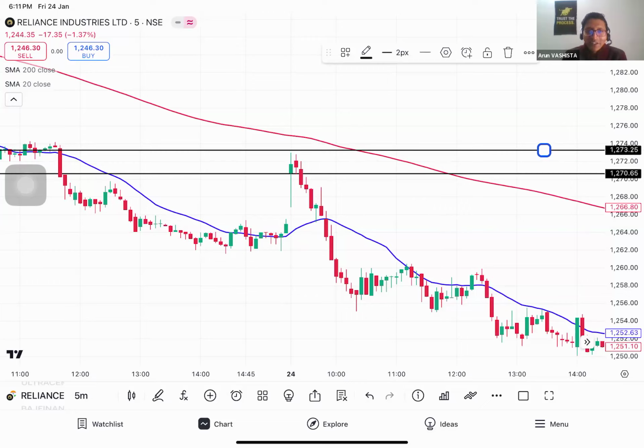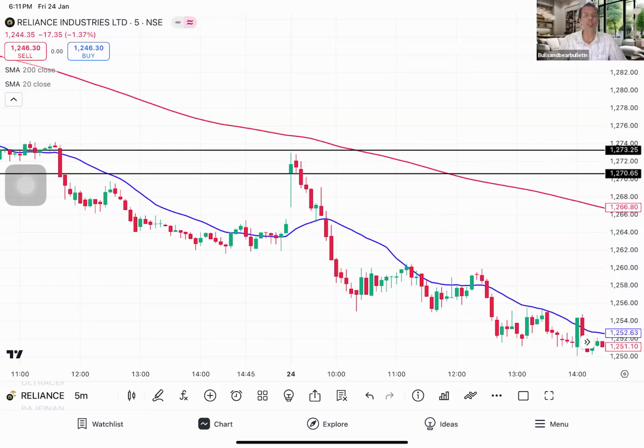Can you tell me the price at which you entered? The entry was at 1270.65, when the third candle broke the body of the green candle. The horizontal line that I have marked, this one.